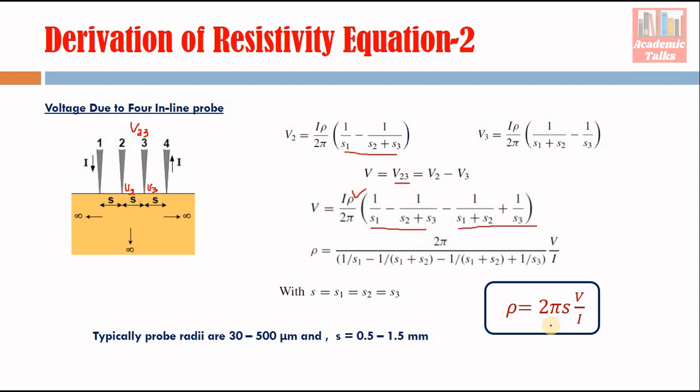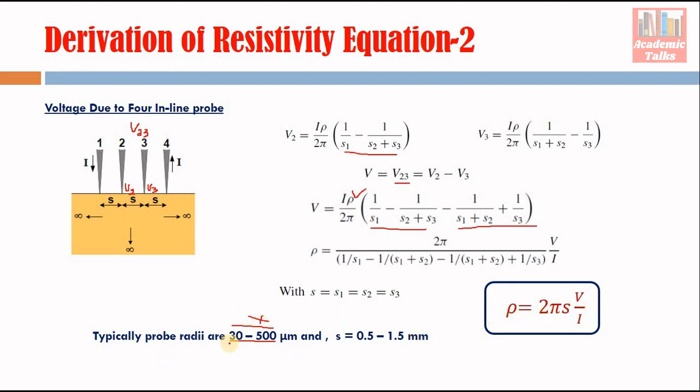Now typically, the radii of the probe, which part radii means the radius of the probe at that part which is touching the semiconductor, right? We are not talking about radii at some other level. Exactly that part at which it is touching the semiconductor. So typically the value of tip radii or probe radii is somewhere between 30 to 500 micrometer, right? But that doesn't matter so much because this value is not appearing in our final equation.